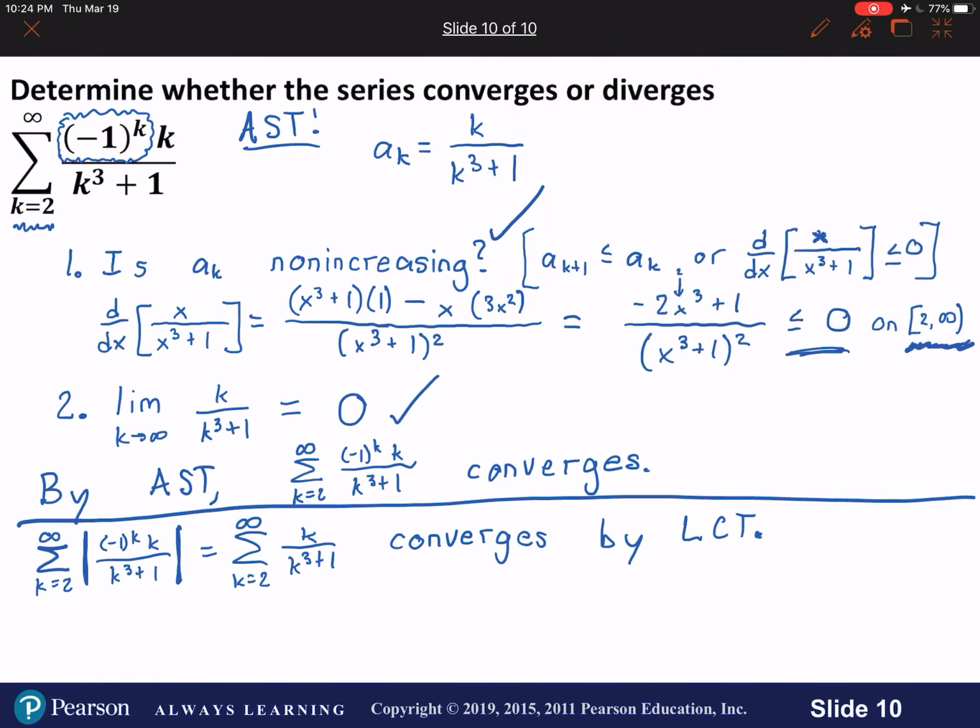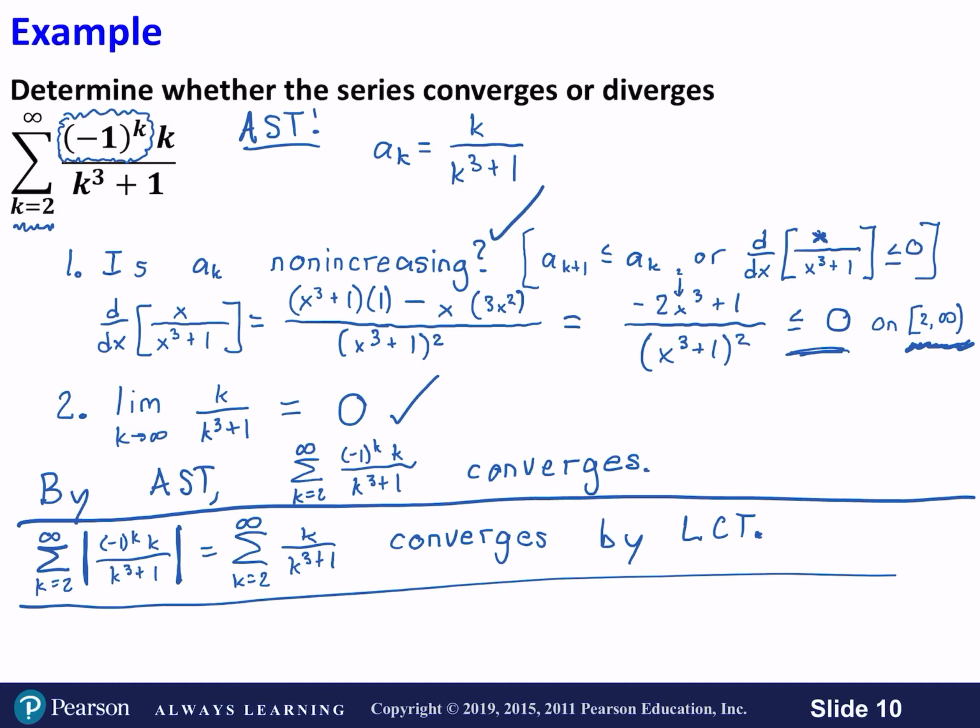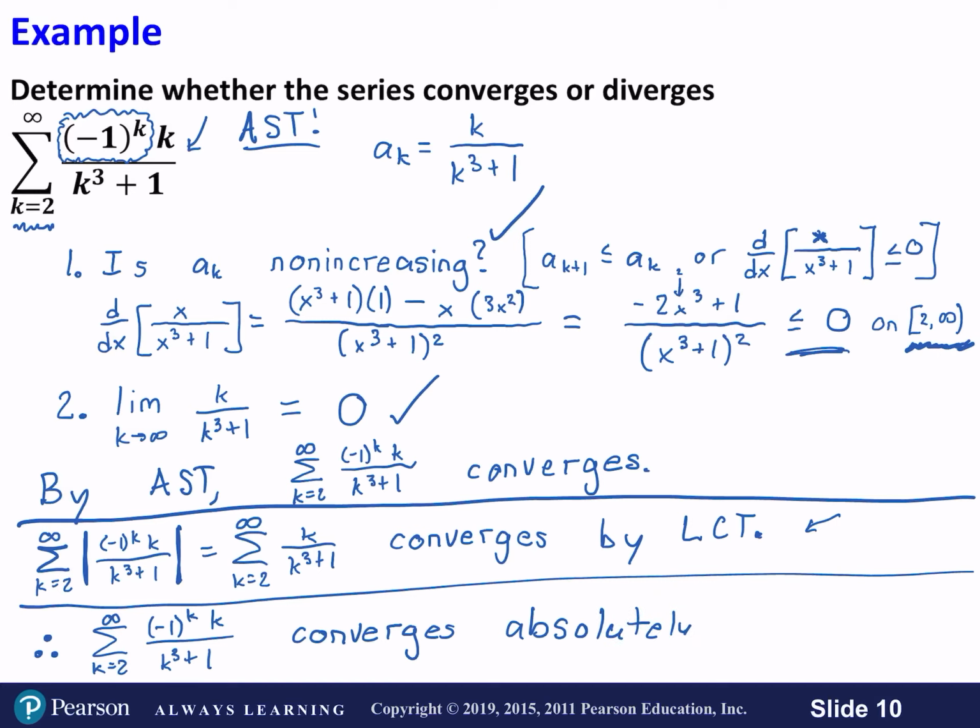And so the primary conclusion is that since the original series, the one with that negative 1 to the k, and the absolute value series both converged, the entire series is absolutely convergent. So therefore, the series from k equals 2 to infinity of negative 1 to the k times k over k cubed plus 1 converges absolutely. And we're done.